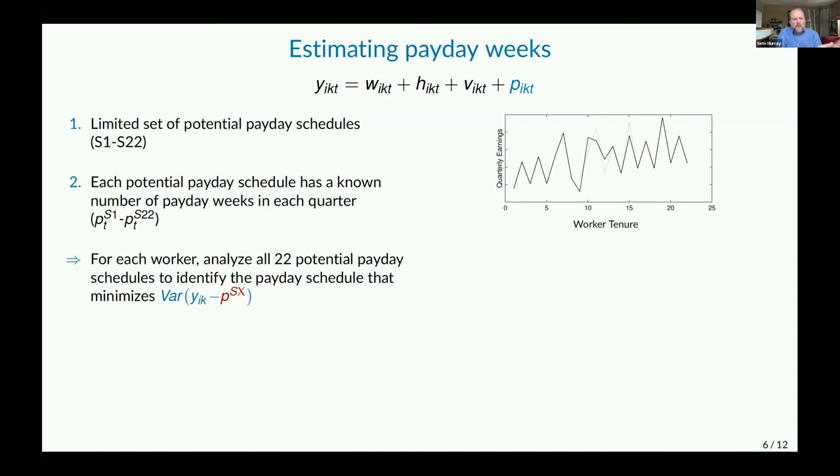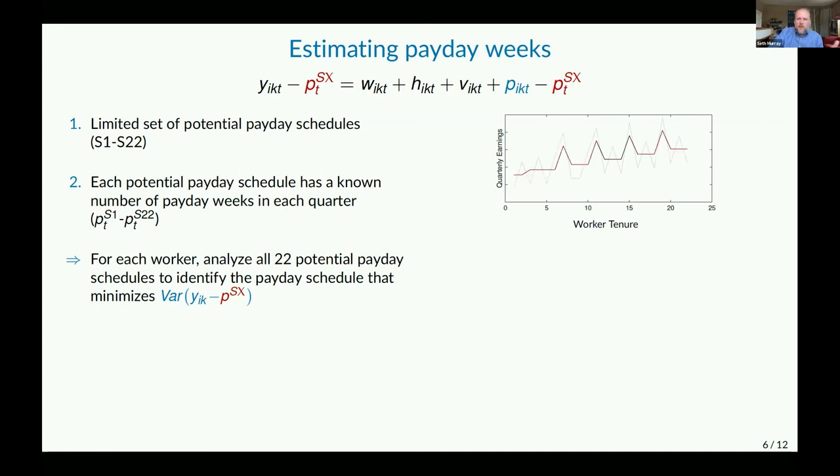And you can see here, if I say, well, what about payroll schedule number 1? When I subtract that off, it doesn't do very much, still a very noisy series. If I look at payroll schedule number 2, still a very noisy series. Payroll schedule number 3, though, when you get to the right payroll schedule, it dramatically cleans up the variability of the observed quarterly earnings when you adjust for the number of paydays. And so for each individual worker, I'm going to go through all 22 of these different payroll schedules and find which ones minimize the variance of the worker's adjusted observed quarterly earnings.